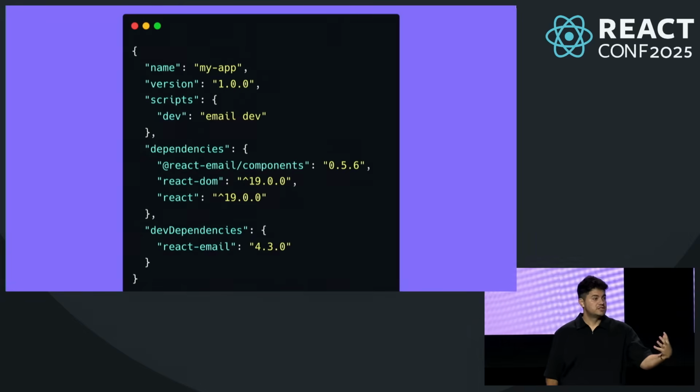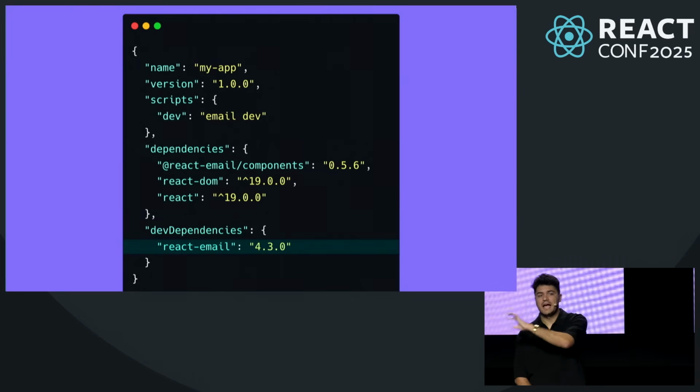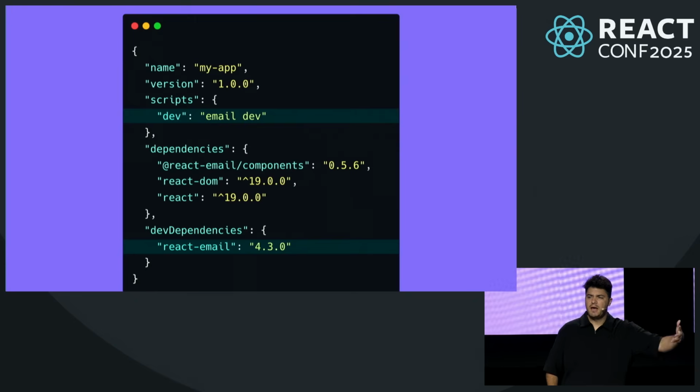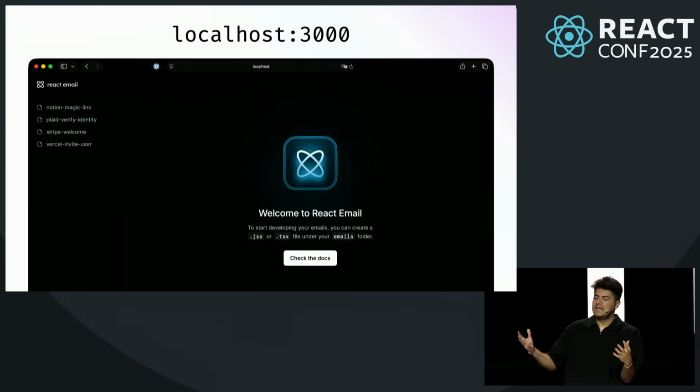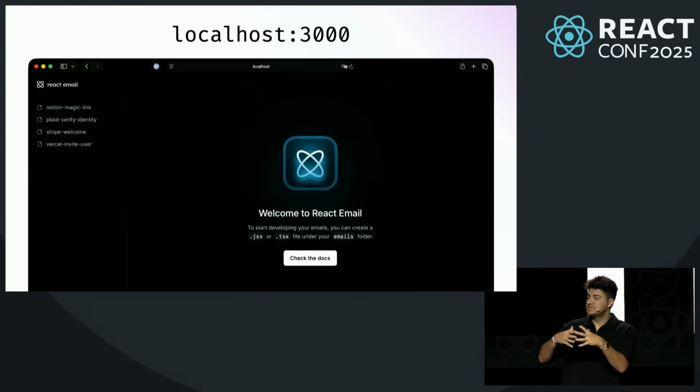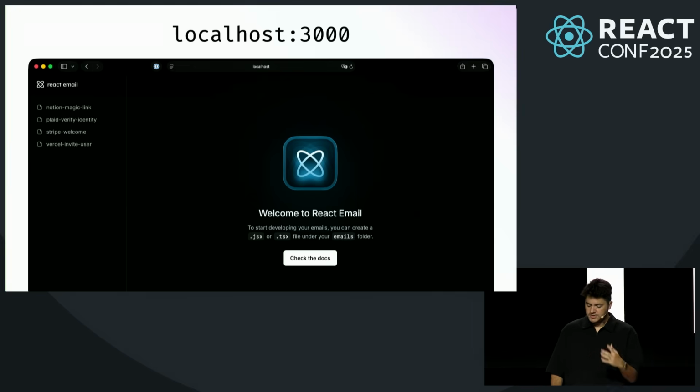And this will generate this package.json with React Email as a dev dependency, and also this email CLI that I can use. And once I run this on my local server, I get this localhost:3000 URL, and I have this environment where I can build my email template. So this is good.